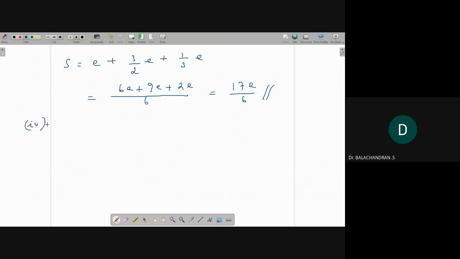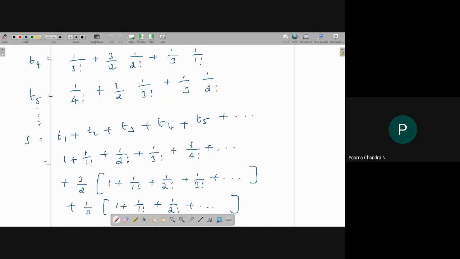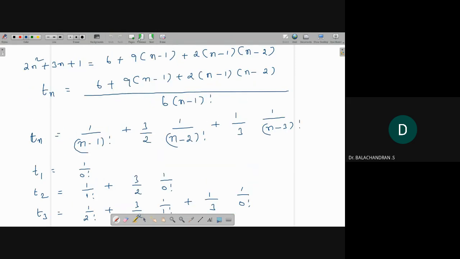The fourth problem, find the sum to infinity of the series. Sir, show the previous slide, sir. Okay. Previous second one, sir. Yes, sir. Okay, sir, got it? Yes, sir. Okay, fine.